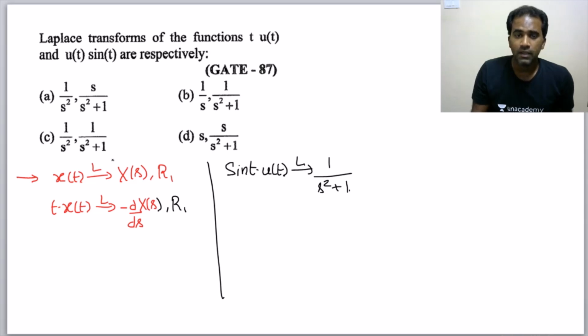Yes, correct. And the Laplace transform of t into u of t, previously we have derived, is 1 by s square. So 1 by s square plus 1 and 1 by s square. So option C should be correct.